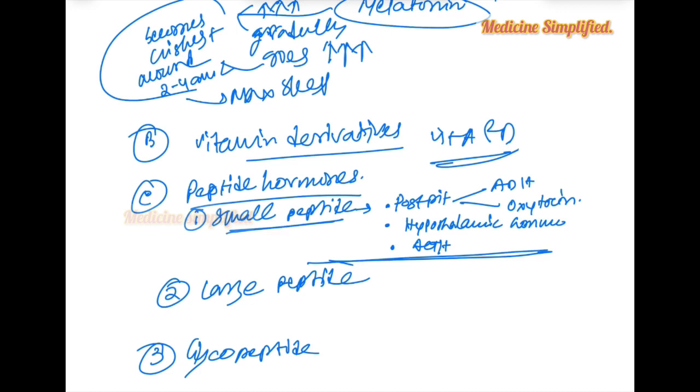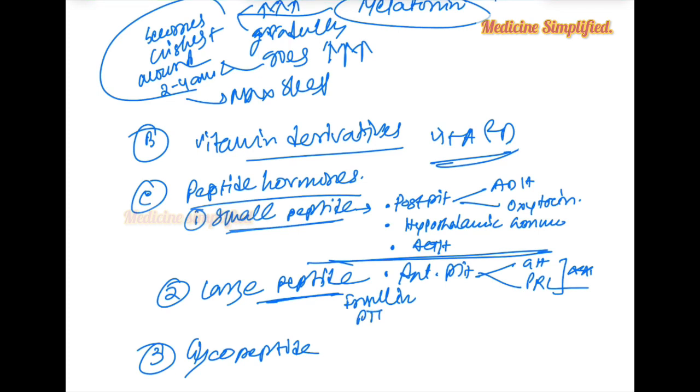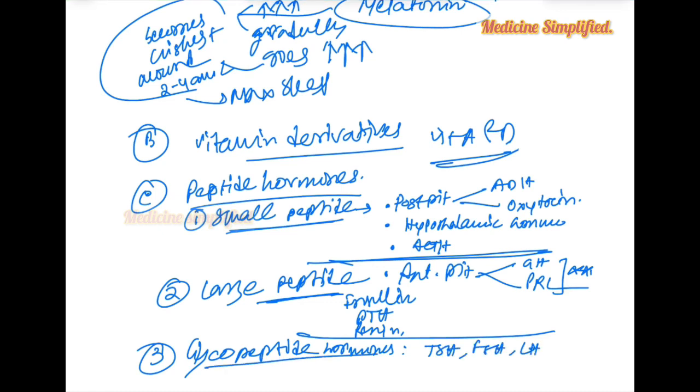Hypothalamic hormones. And number 3 is ACTH. So these three, posterior pituitary hormones, hypothalamic hormones, and ACTH, are small peptides. They contain less than 50 amino acids. Now come to large peptides. Examples are hormones from the anterior pituitary, like growth hormone and prolactin. These are very large, containing around 199 amino acids or more. Others are insulin, parathormone, and renin.